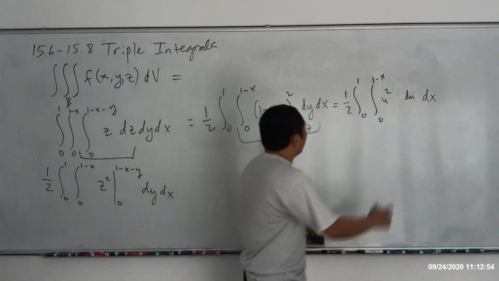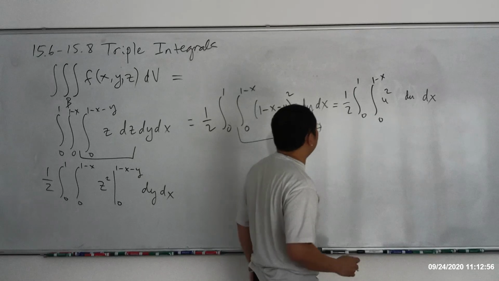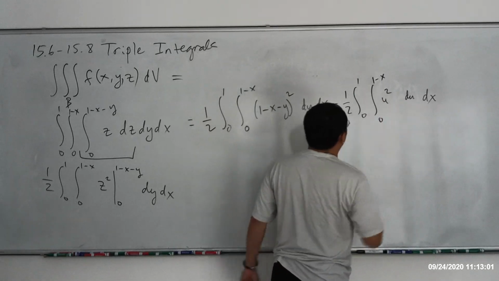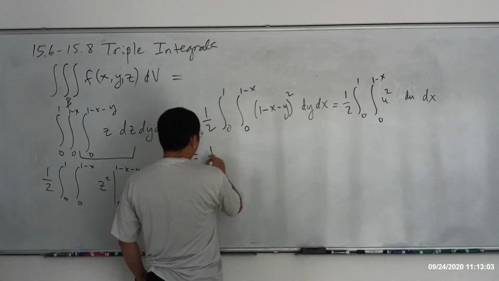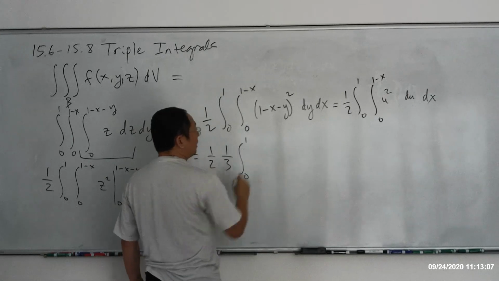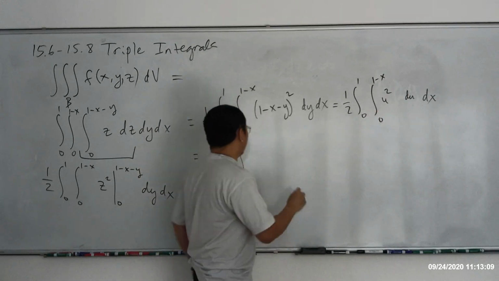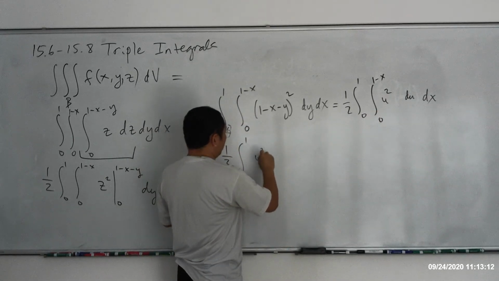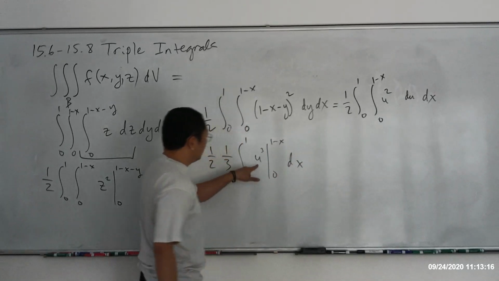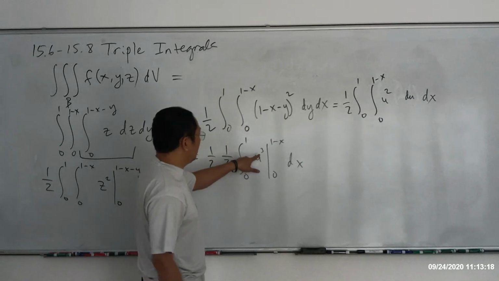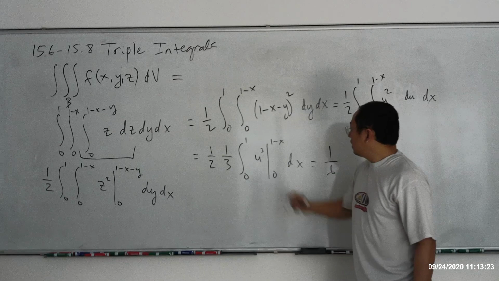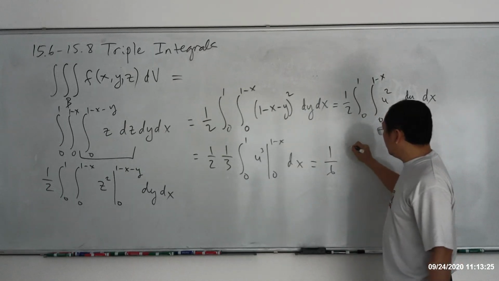Okay, so I can integrate the internal integral easily. This is 1/3 of u cubed, right? So I got 1/2 outside, and then I bring the 1/3 outside. Integral from 0 to 1, and 1/3 outside of u cubed, running from 0 to 1 minus x, and then dx. Now plug it in, u cubed. So to simplify, this is 1/6 first of all. u cubed is 1 minus x cubed.